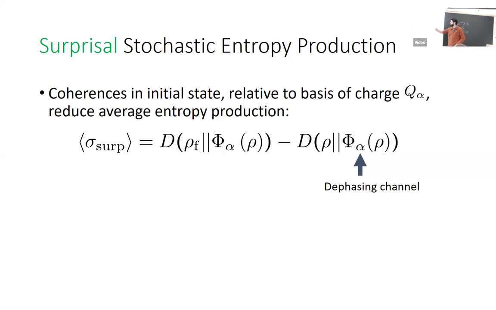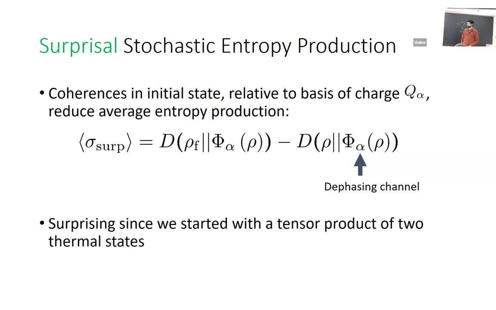But when rho has coherences, and these coherences are basically created by the non-commutation of charges, actually this term can be smaller than just the first term alone. And in fact, this entire term can be negative. And that's surprising because we started with a tensor product of thermal states, and typically we associate this with a process that'll increase entropy. But here we see that a very quantum effect, quantum coherence, is, loosely speaking, playing the role of a resource to reduce entropy production, to simulate a reversal of time's arrow.